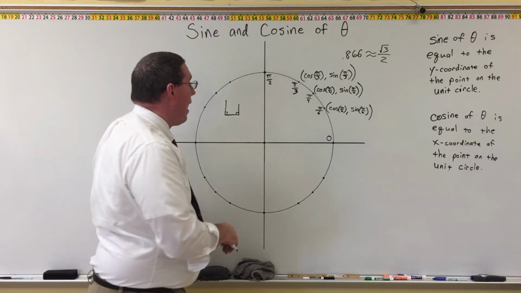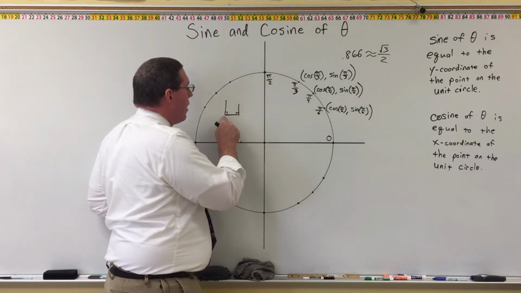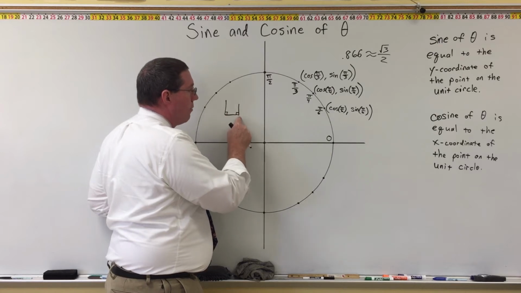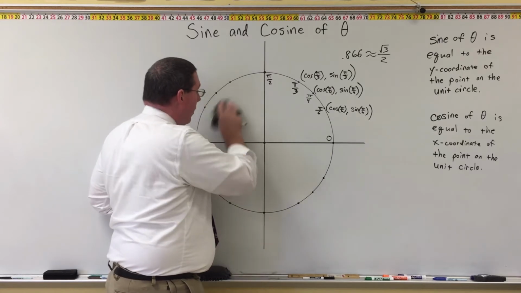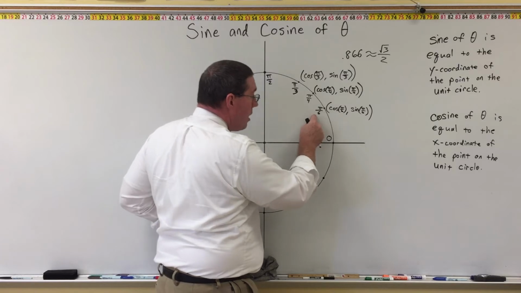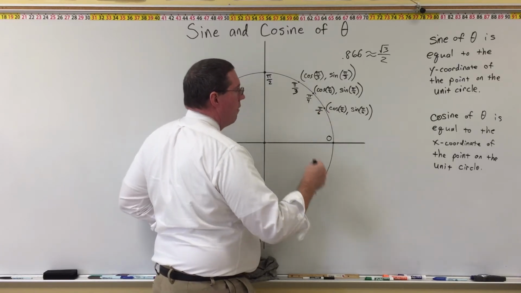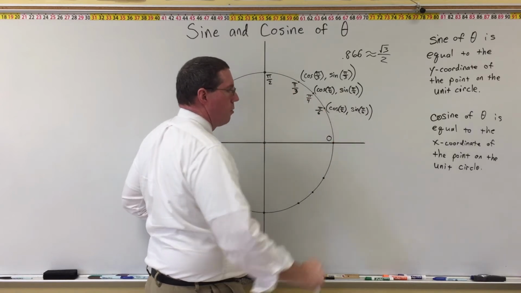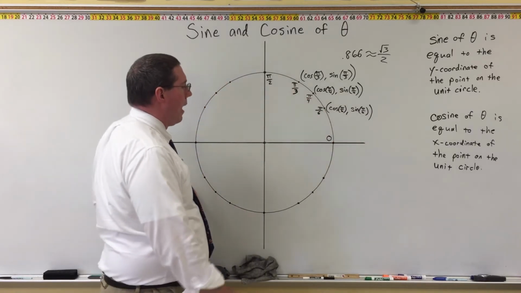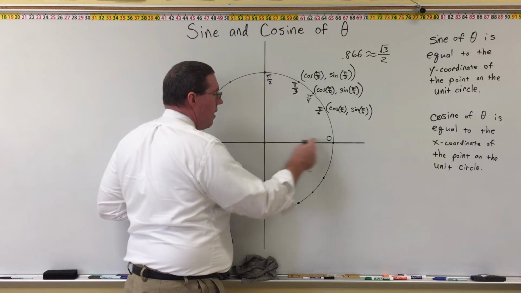Therefore, you cannot have a right triangle that has a 90-degree angle and another 90-degree angle. Now, you can create a right triangle that has a 90 and a 30 and then a 60, a 90 and a 45 and then another 45, or a 90 and a 60 and the other one's 30. But you can't make a right triangle that has a 90 and then a 0.